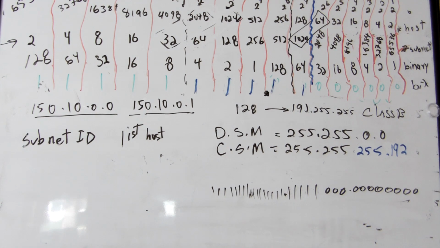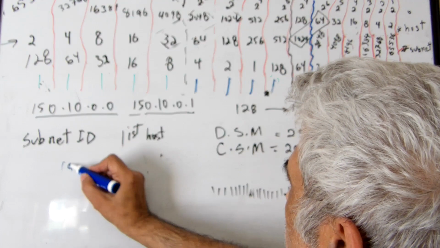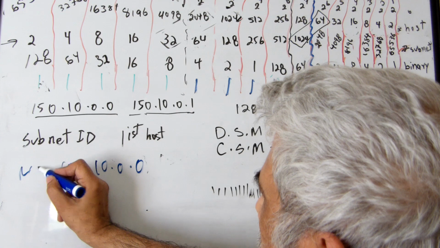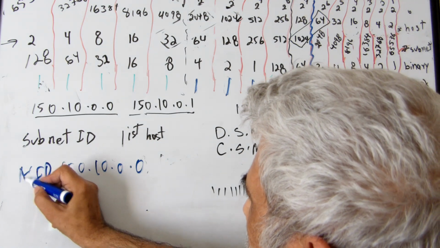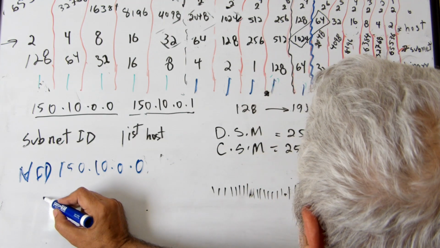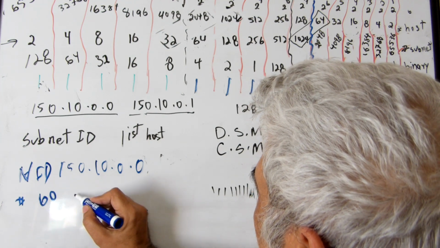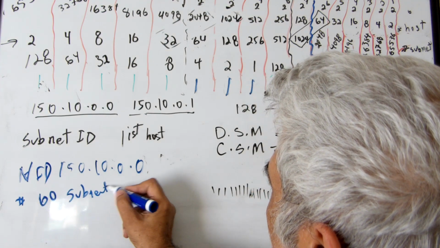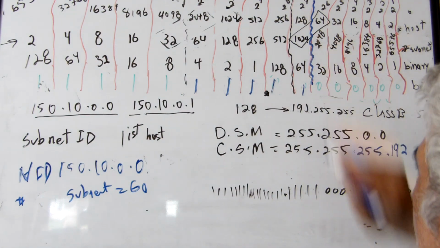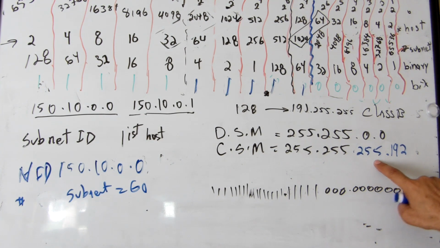Okay. Now the number of subnets, how much is it going to be? If the question is, we give you 150 as the network ID, and then we want the number of subnets to be equal to 60, then you choose this one, okay, the number is 64 subnets. So the default mask is going to be this one.